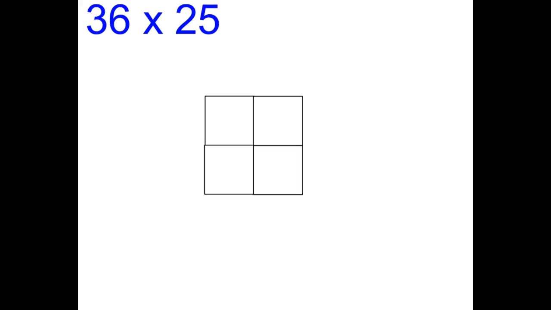This is the lattice method for multiplying. It's been around for thousands of years, been used in lots of other countries. So here's what I have. I'm starting with a square that just happens to be the same number of spaces that I have. Since I have a two-digit number times a two-digit number, I put two squares on the top and two squares on the side. So I'm going to put my 36 right there like that.